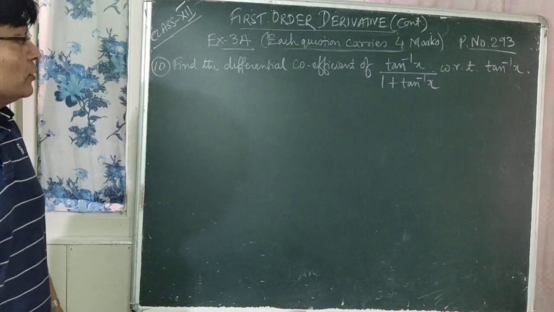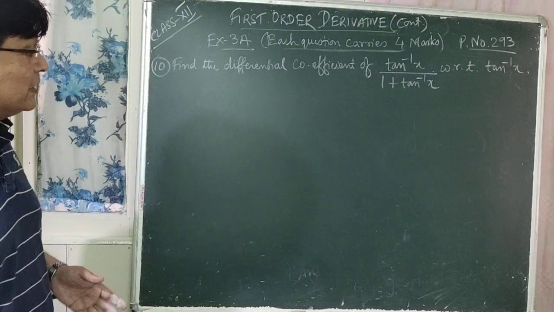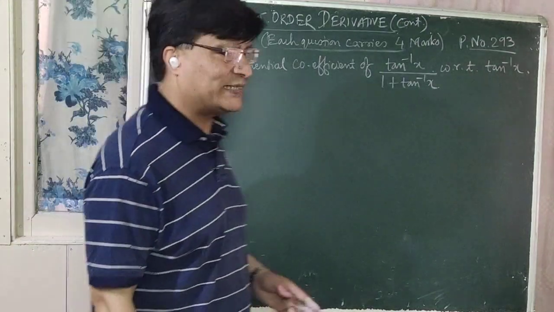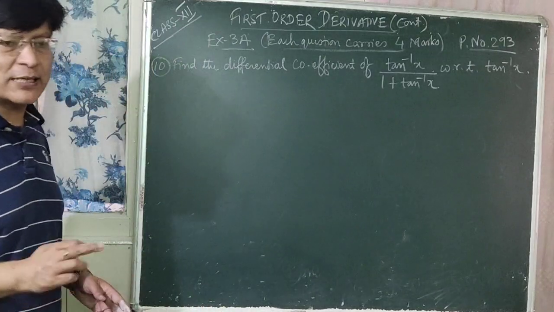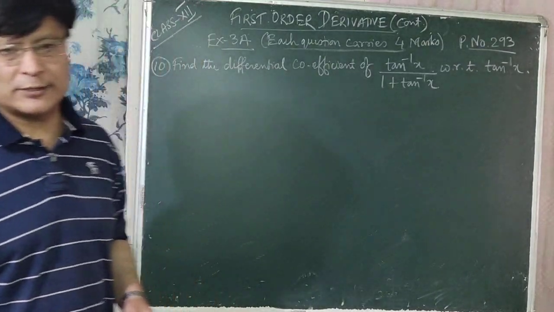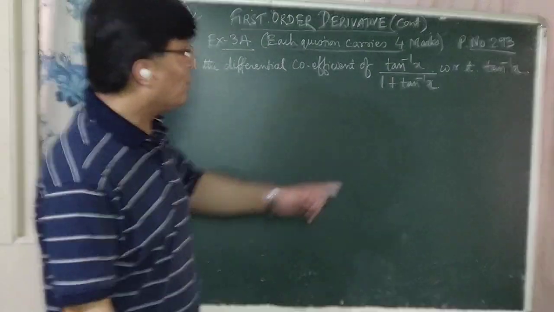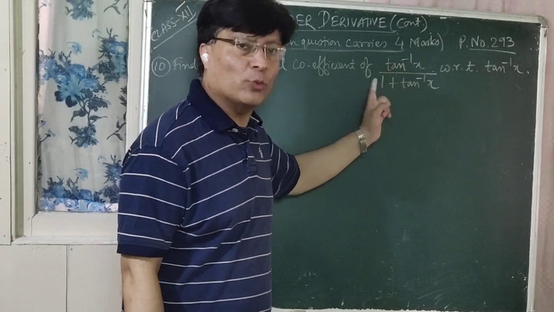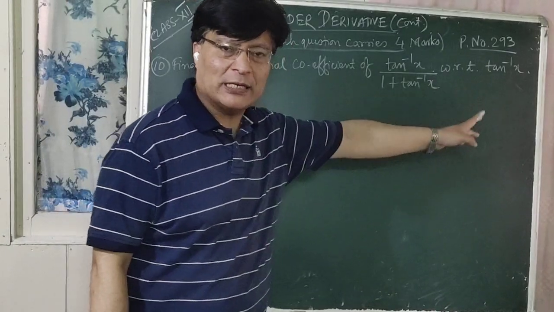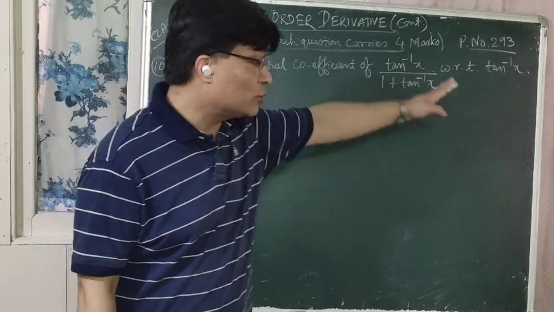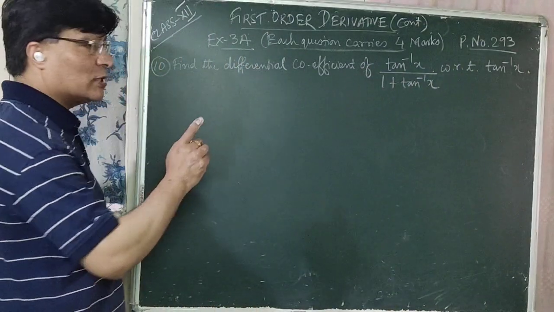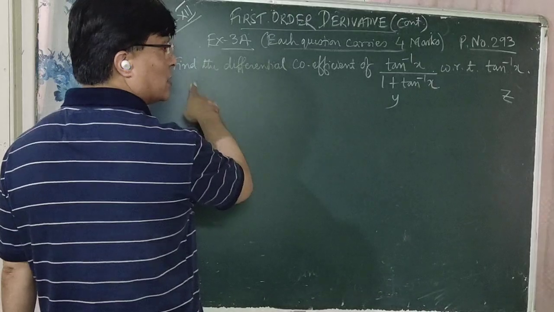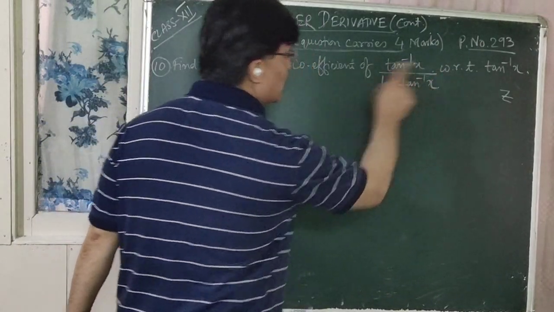So now we will do another type of question, that is question number 10. This is a different type of question. Find the differential coefficient of tan inverse x divided by 1 plus tan inverse x with respect to tan inverse x. So in this case, the first function given here is tan inverse x upon 1 plus tan inverse x. You should assume it as y. And the second, with respect to tan inverse x, that is the second term, you should assume it as z. That means this question becomes, find the differential coefficient of y with respect to z.